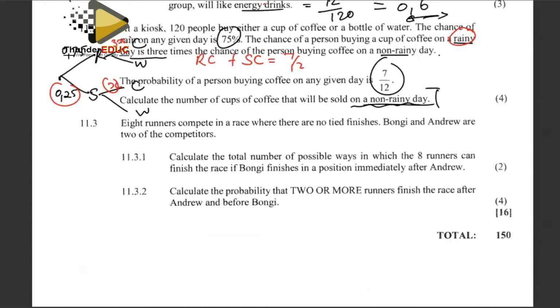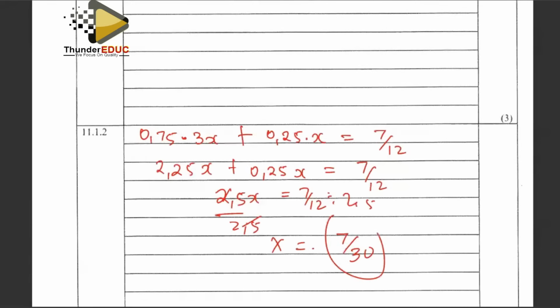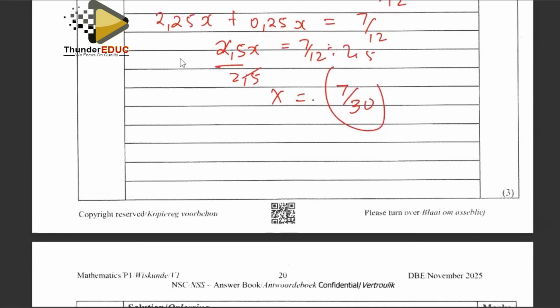Now, since the question is asking for the number of coffee cups that will be sold on a non-rainy day, non-rainy day is the value of X. So we're going to say 7 over 30 multiplied by the number of cups, which was 120. Okay, 7 over 30 multiplied by 120, I'm getting 28 cups that were basically sold on that day.